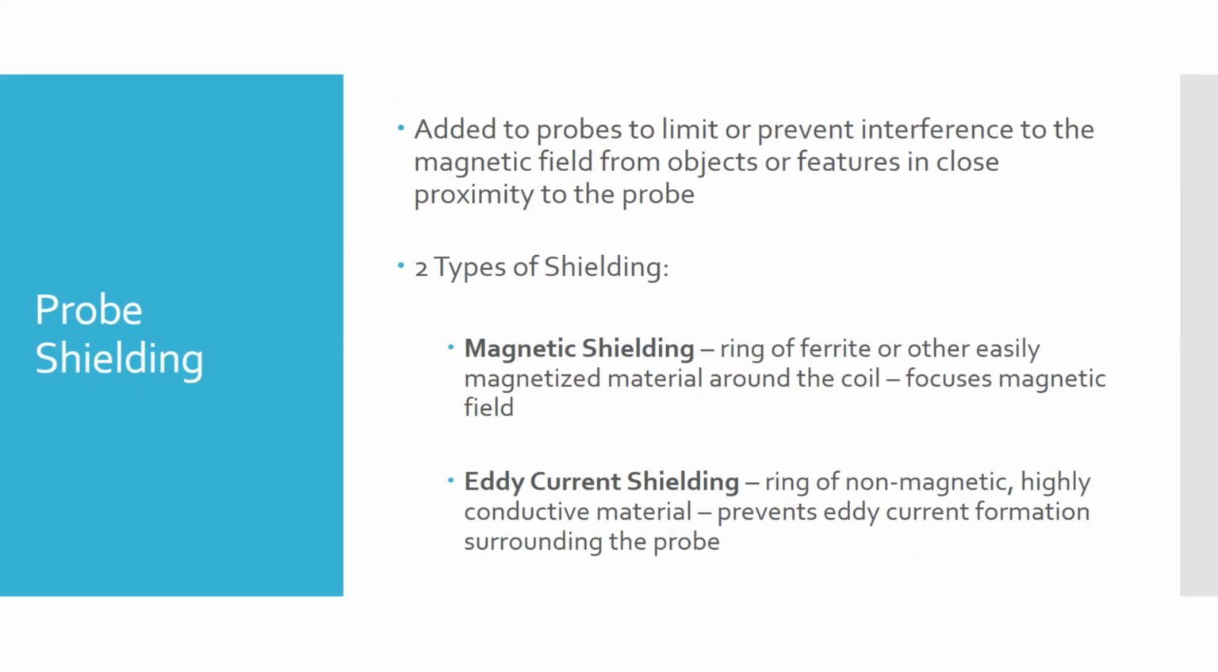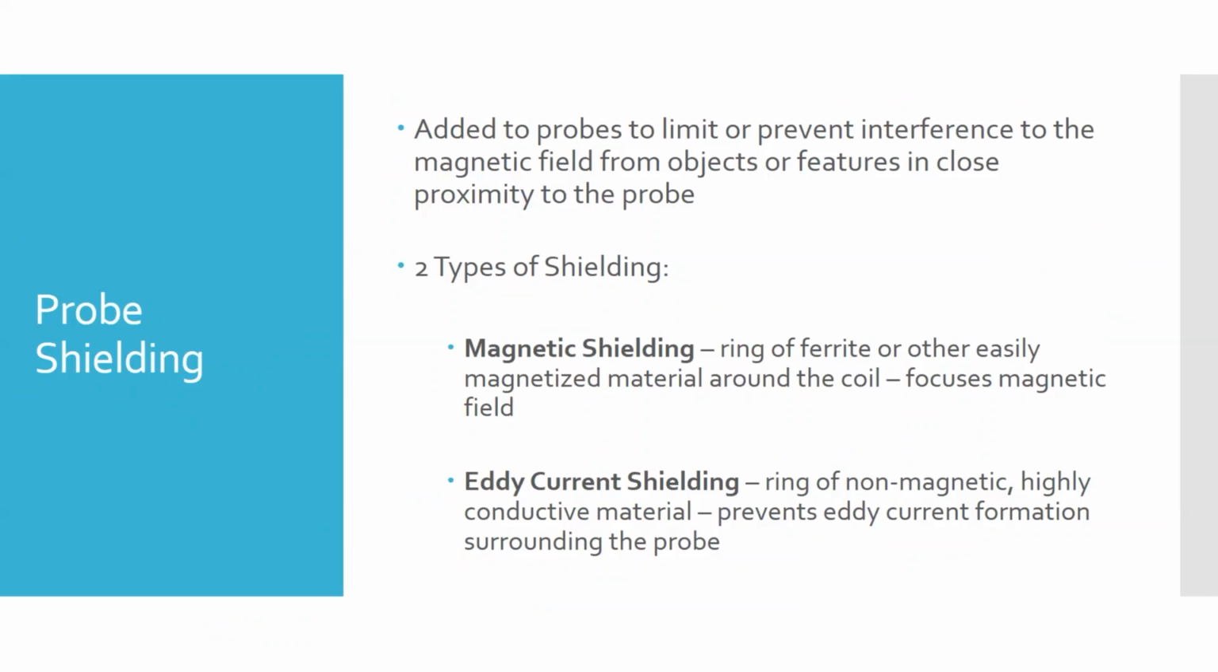And so the magnetic field, if you have objects or features that are close to the coil, in addition to what's directly in front of the face of the coil or below it, features that are kind of surrounding it have the potential to affect the inductive reactance of that coil as well.